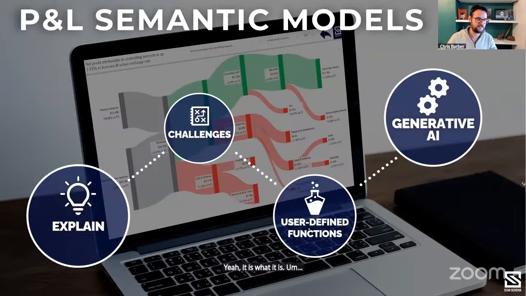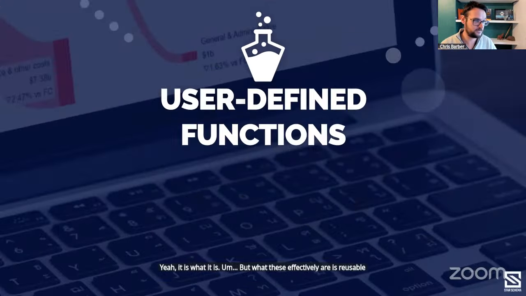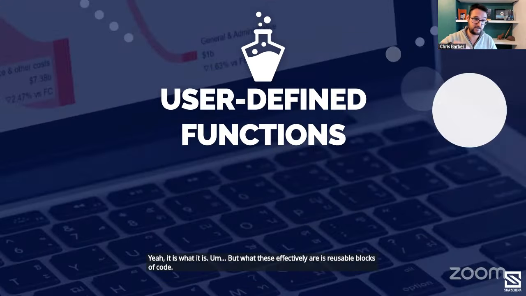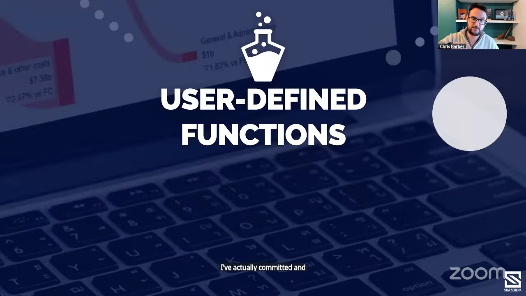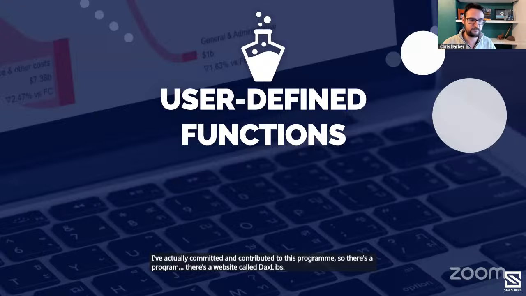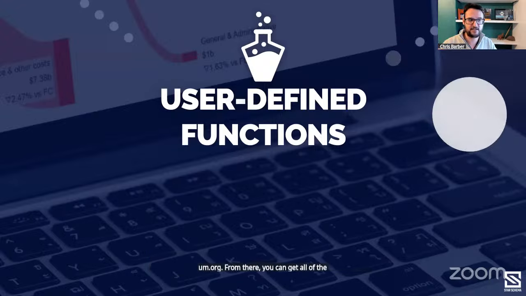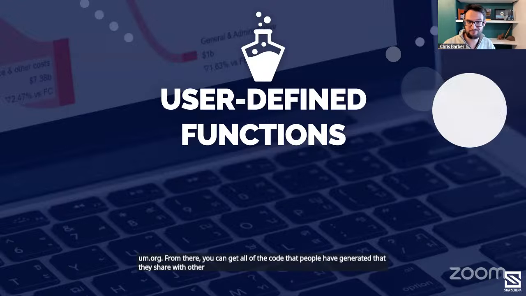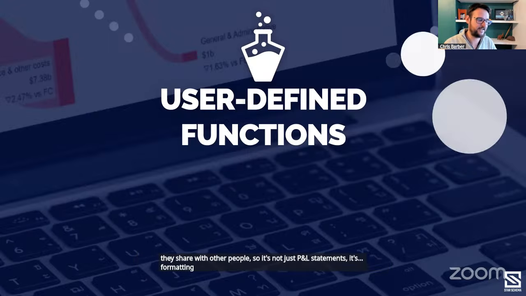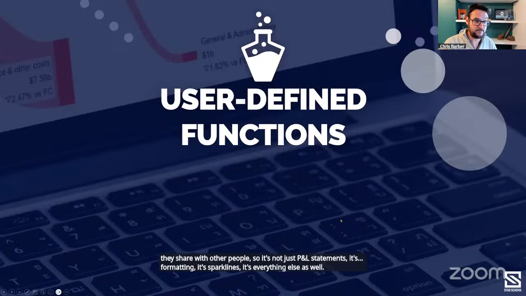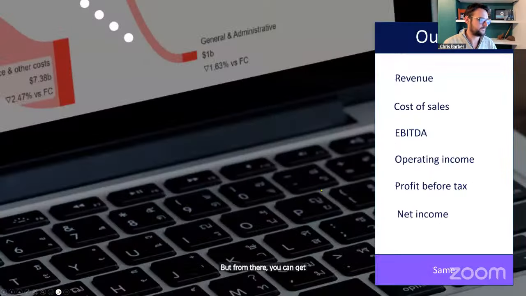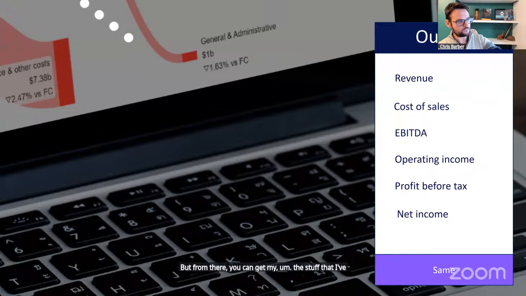But what these effectively are is reusable blocks of code. I've actually committed and contributed to this program. There's a website called daxlibs.org. From there, you can get all of the code that people have generated that they share with other people. So it's not just P&L statements, it's formatting, it's spark lines, it's everything else as well. But from there, you can get the stuff that I've contributed.